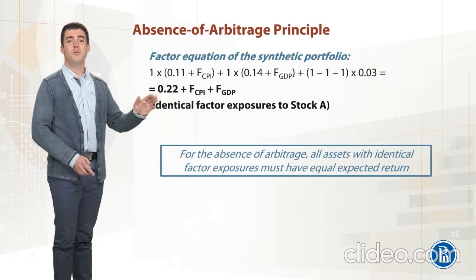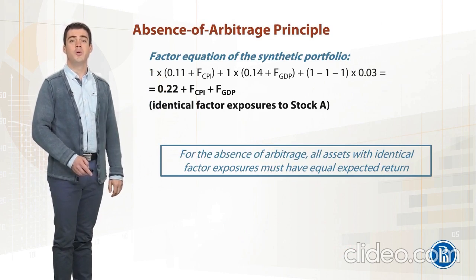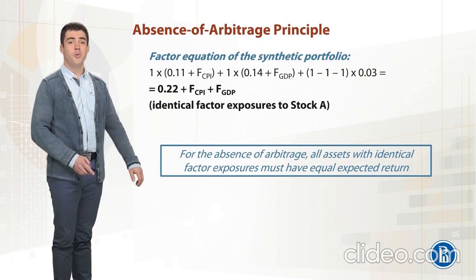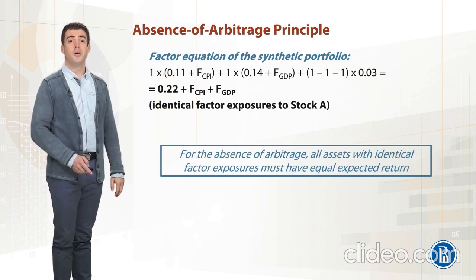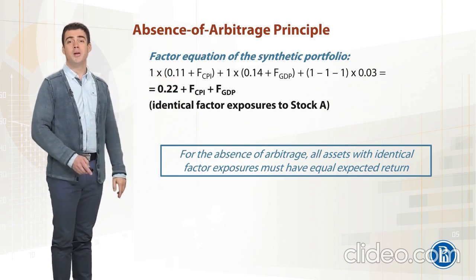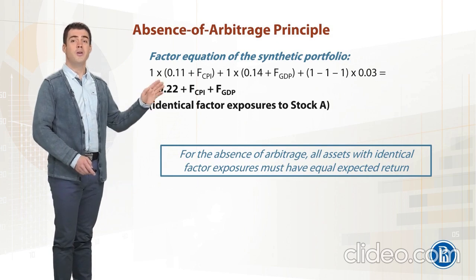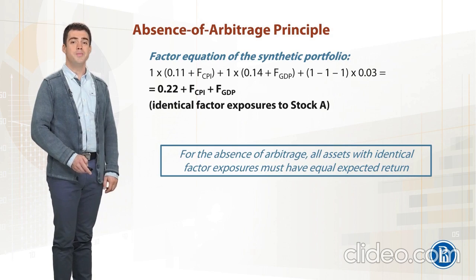After that, we can work out the factor equation of the synthetic portfolio which will replicate stock A, which is indeed the weight of the portfolio replicating CPI plus the weight of the portfolio replicating GDP plus 100% minus the two weights of these portfolios multiplied by the risk-free rate, which will actually replicate the factor equation for stock A.